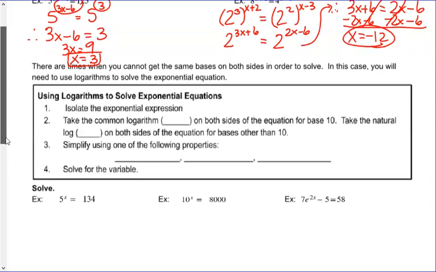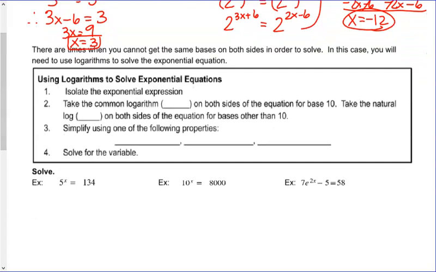So we're going to first isolate our exponential expression. Number 2, we're going to take the common log of both sides of the equation for base 10, and we're going to take the natural log of both sides of the equation for bases other than 10. Now, I will tell you that it doesn't matter. You can take the log or the natural log of either side. You can do either or, okay? So, you'll get the same answer in the end.